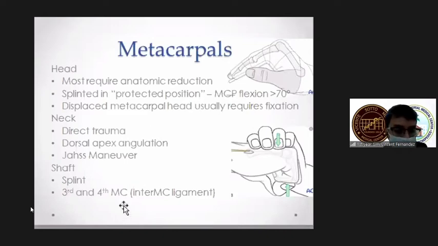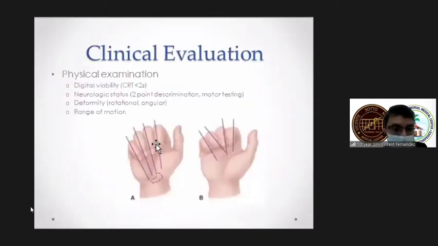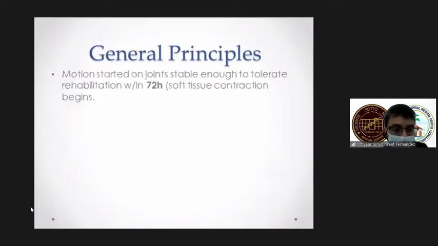So for the shaft, acceptable degrees of angulation should be less than 10 degrees. For the fourth and fifth, it should be less than 20 degrees angulation. And also, your rotation should not be more than 10 degrees, because 10 degrees of rotation would cause a greater than 2 cm overlap. So, if rotated in metacarpal, it causes an overlap.